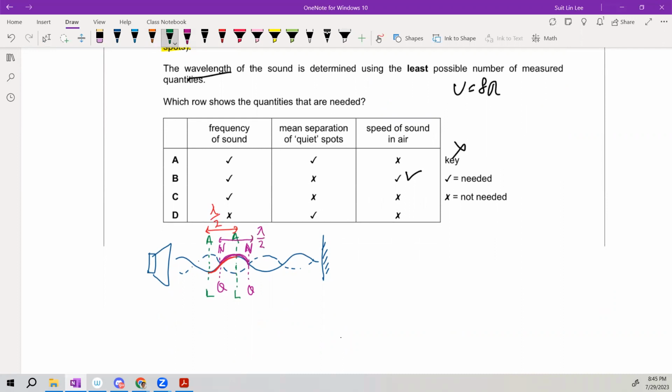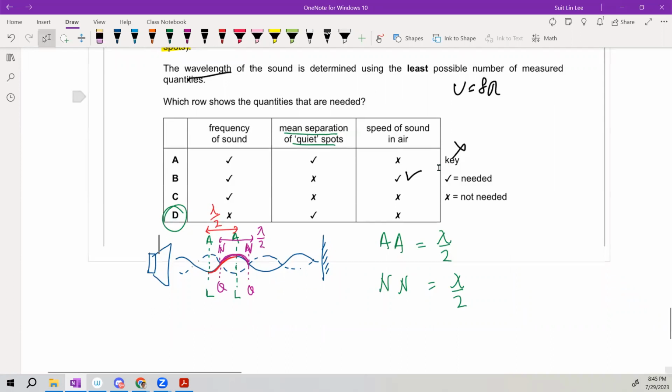So the important thing to take away for stationary waves is antinode to antinode is lambda over 2. Node to node is lambda over 2. So I only need to find the mean separation of the quiet spots. The rest I don't need. So the answer is D. The rest is not needed. Also, if I know the frequency and the speed of sound, I can just use v equals f lambda to find them, which I also don't really need.